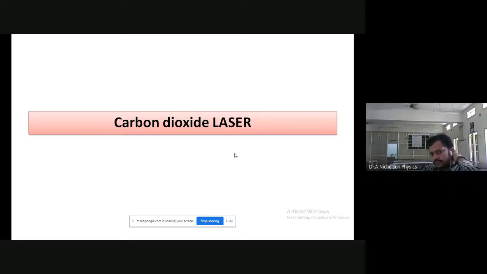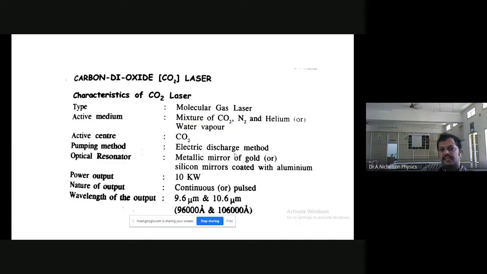So in this lecture, we are going to see the carbon dioxide laser. It is a gas laser. You can say it is a molecular gas laser. Let us see the characteristics of a carbon dioxide laser.